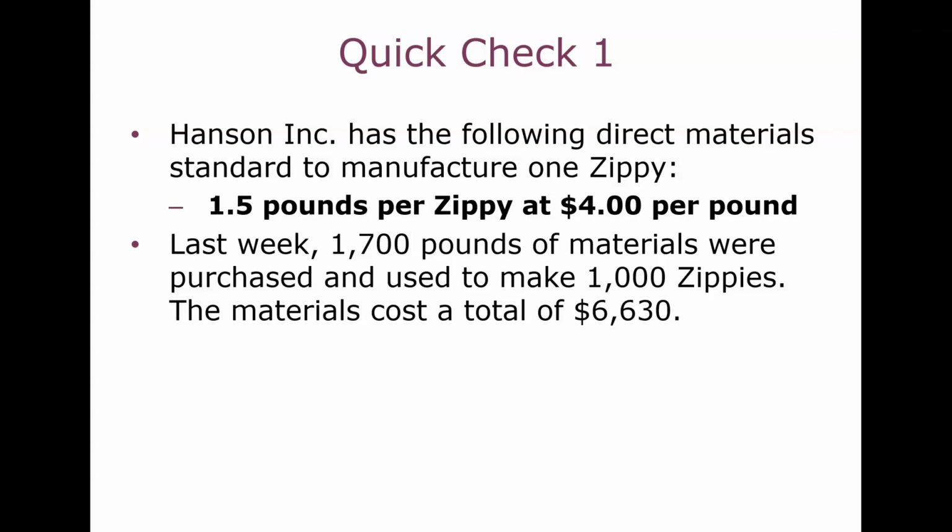Okay, Hansen Inc. makes a zippy. And they use 1.5 pounds of material per zippy, and that material is at $4 per pound. Okay, so they need 1.5 pounds, and it's $4 per pound. Last week, they used 1,700 pounds of material to make 1,000 zippies. The cost of that 1,700 pounds of material was $6,630. Okay, we're going to do an analysis on them and check to see where they were at.